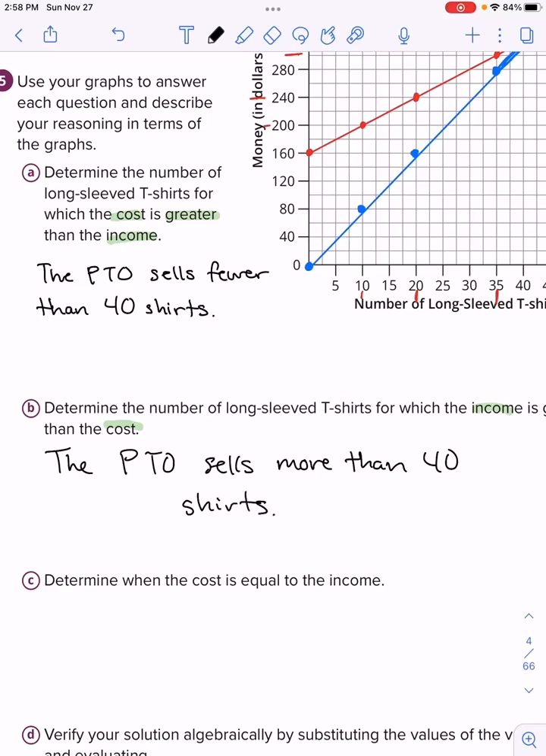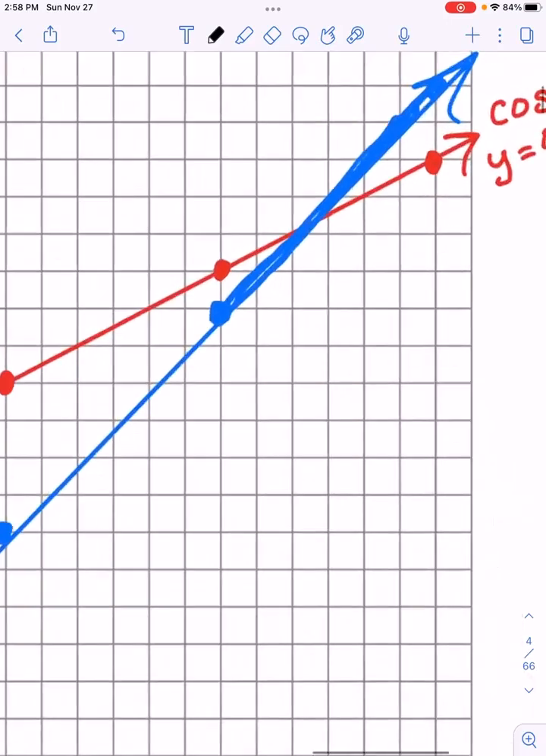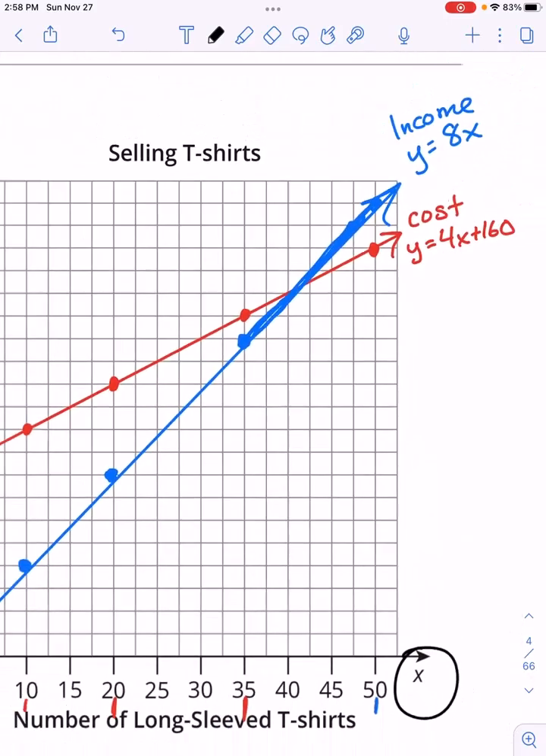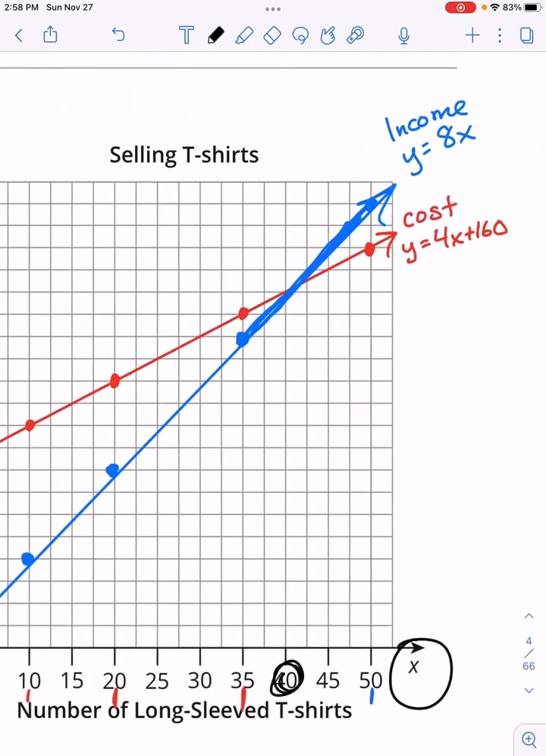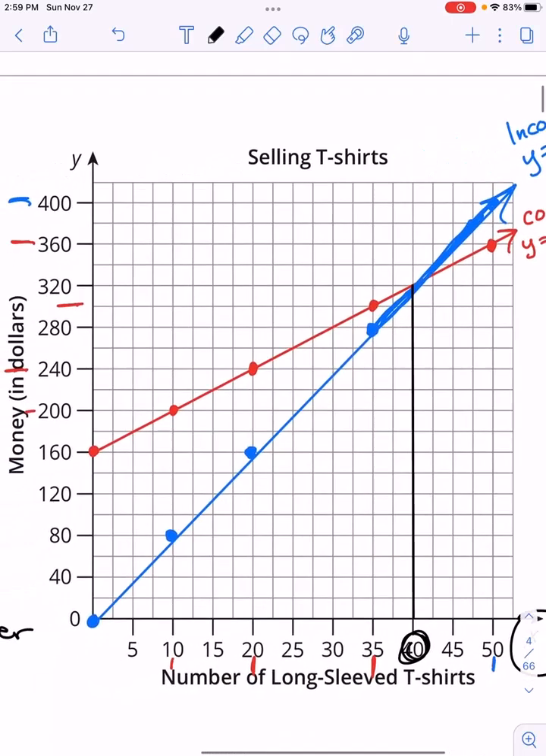All right. And then we kind of answered C already. C says determine when the cost is equal to the income. So when are they exactly the same? When you're asking that question, that means when the two lines are overlapping. They're overlapping pretty much at 40 here. If I go up to this graph, right there, in terms of money, it's $320.